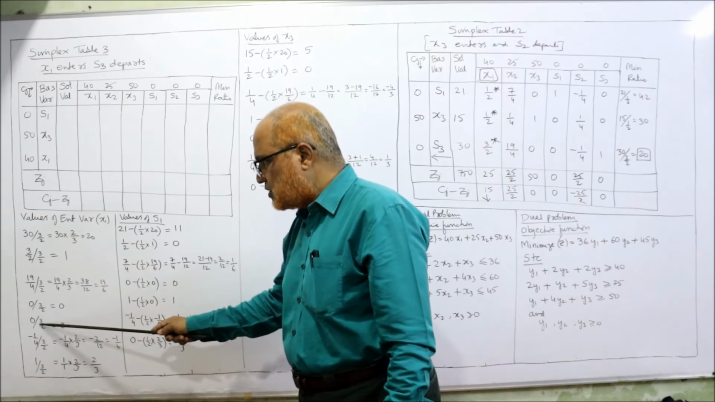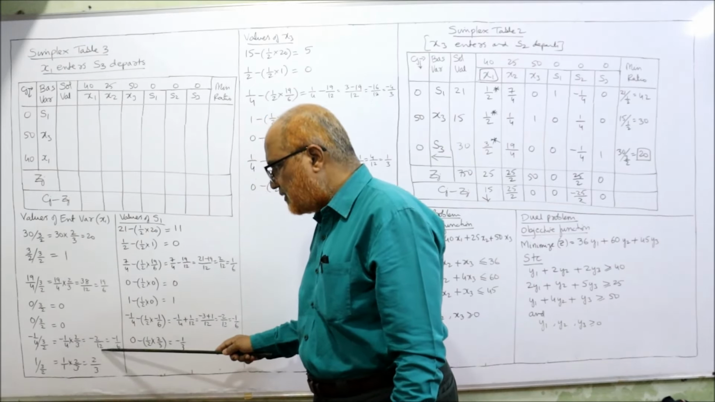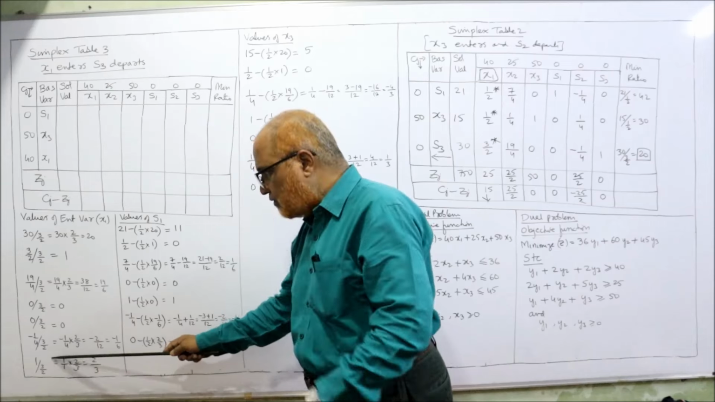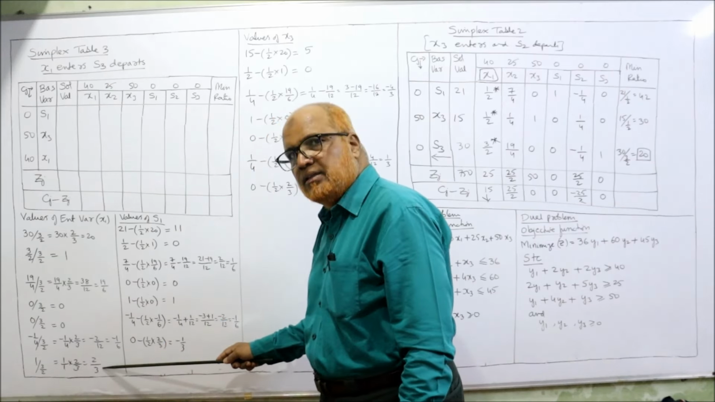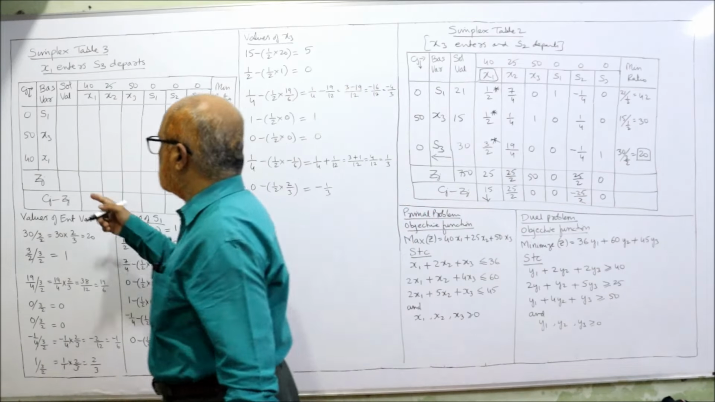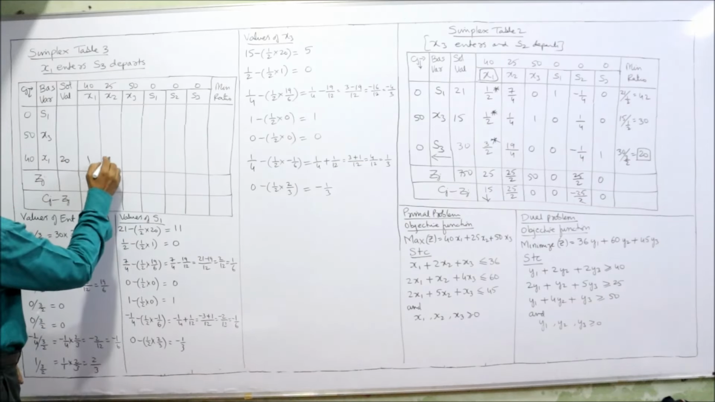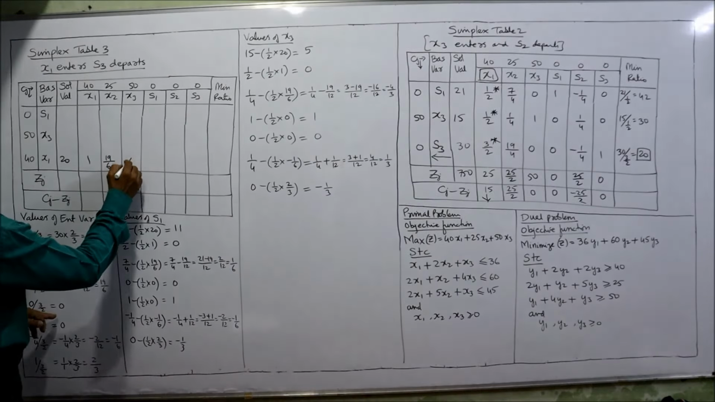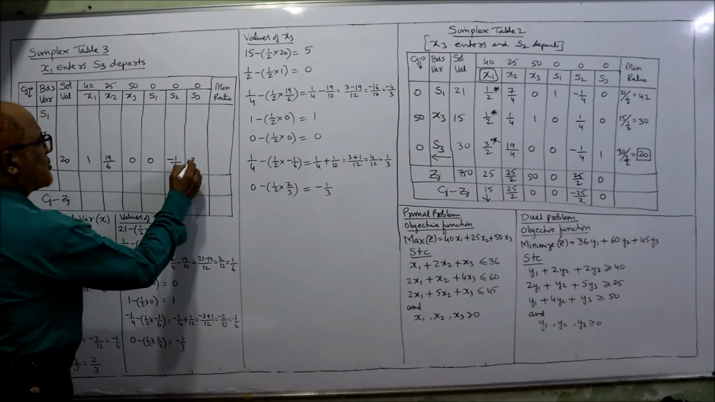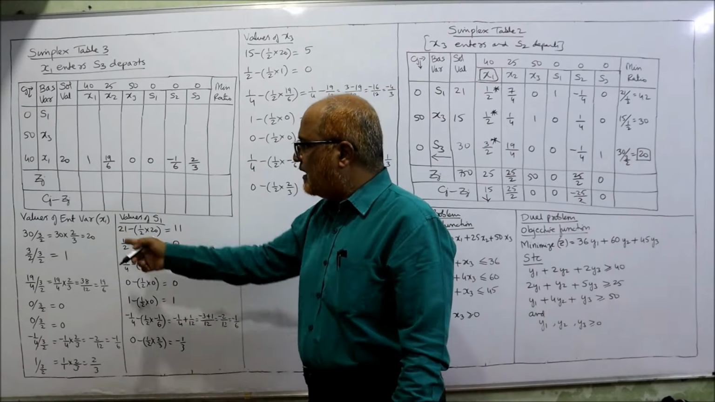0 by 3 by 2 is 0. 0 by 3 by 2 is 0. Minus 1 by 4 into 2 by 3 is minus 2 by 12, which can be written as minus 1 by 6. And 1 divided by 3 by 2 will become 2 by 3. So these are the values of the entering variable x1. I am going to write them here: 20, 1, 19 by 6, 0, 0, minus 1 by 6, and the last one is 2 by 3. That's it. So we got the values of entering variable x1.